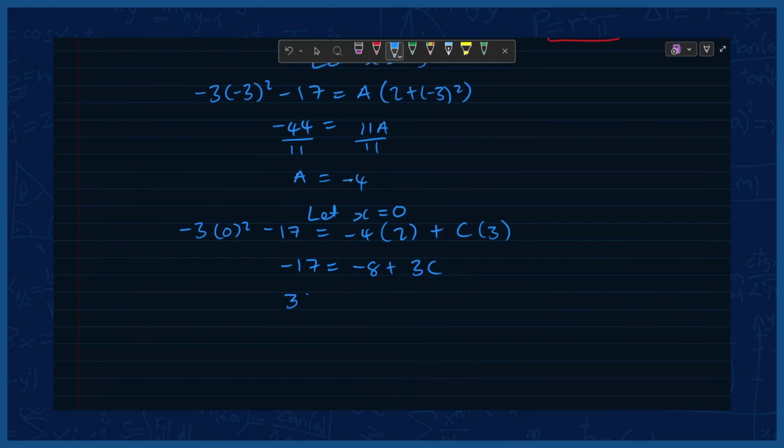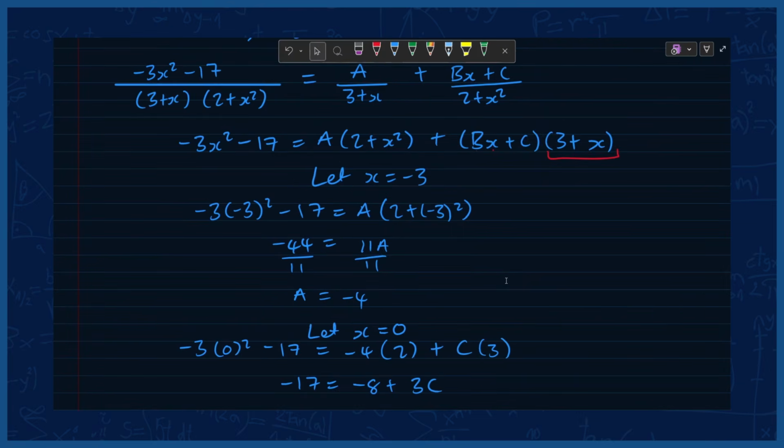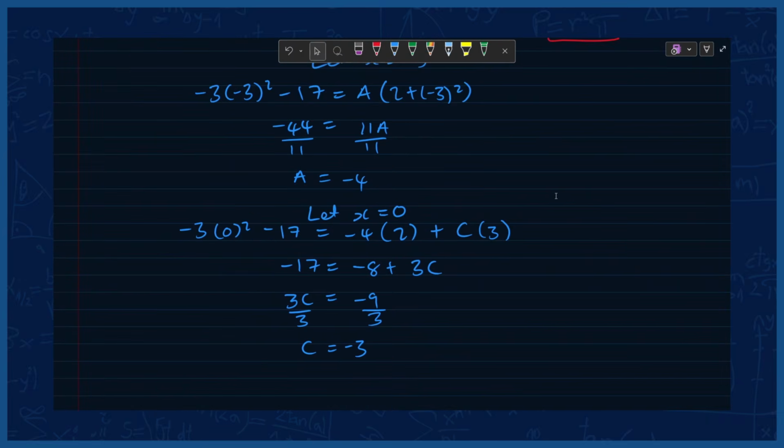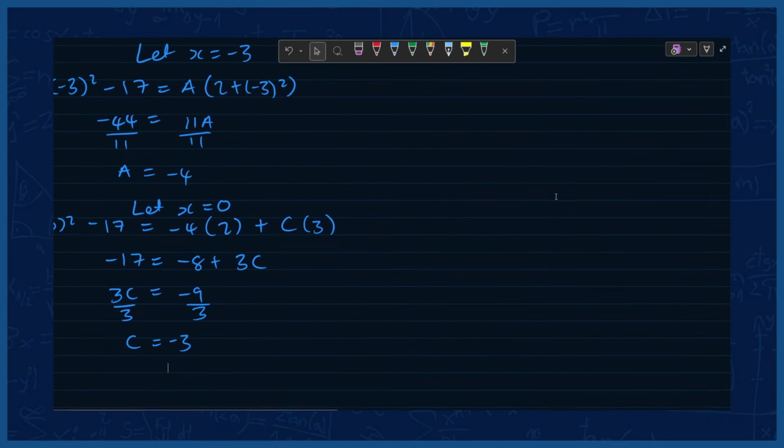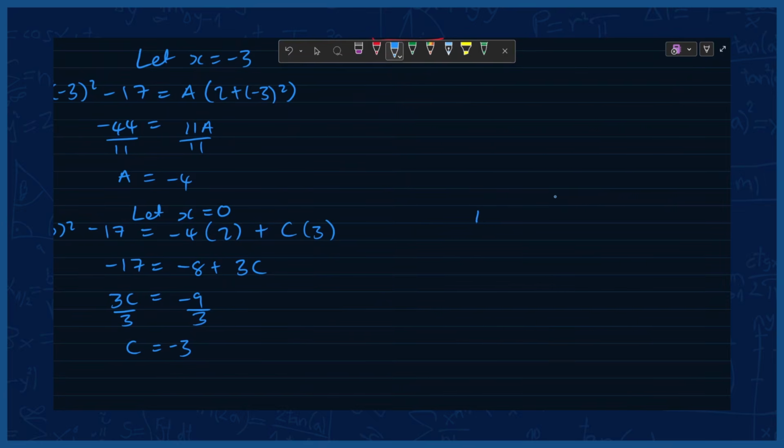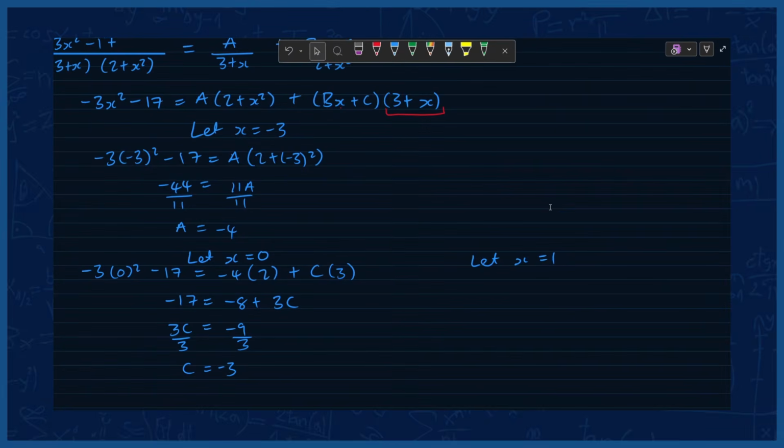And so I've got 3c has to be negative 17 plus 8, which is negative 9. So divide both sides by 3. c has to be negative 3. Now we need to find b. For b, we can use x as 1. So let x equal 1. And now we're just substituting in.